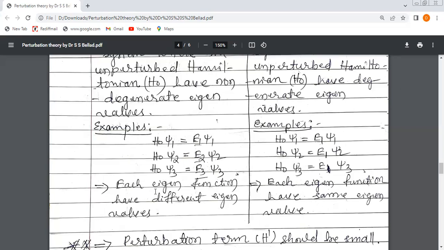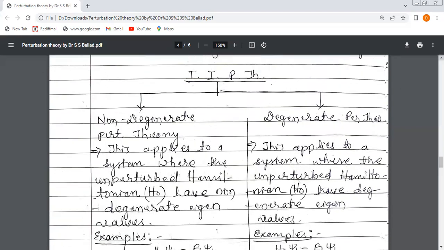That means each eigenfunction has different eigenvalues. Each eigenfunction, psi 1, psi 2, psi 3, these are the eigenfunctions, and these have the different eigenvalues, E1, E2, E3. These are the different eigenvalues. So this is the case of non-degenerate perturbation theory.